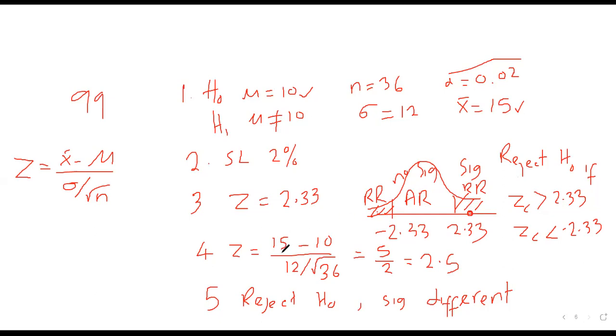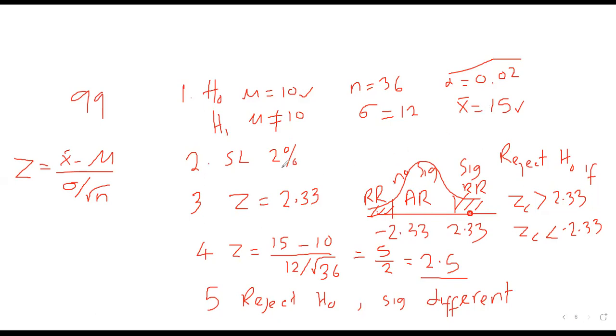So when we calculated 15 minus 10, we found a Z value of 2.5. So 2.5 is in the rejection region here. If we found 2.1, those here would have said we failed to reject. It means 10 and 15 are not the same.